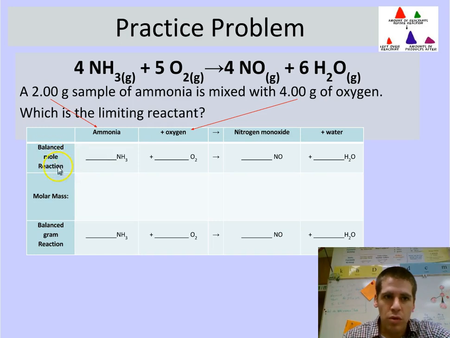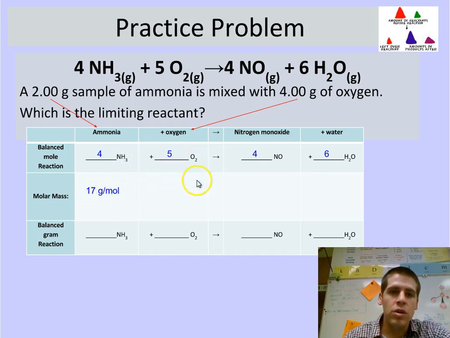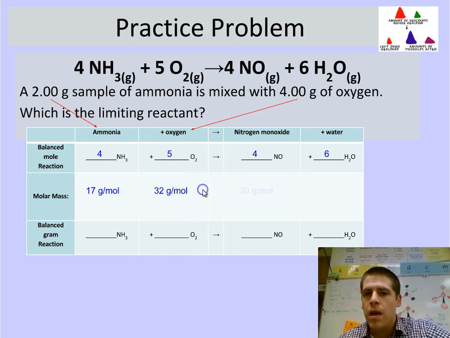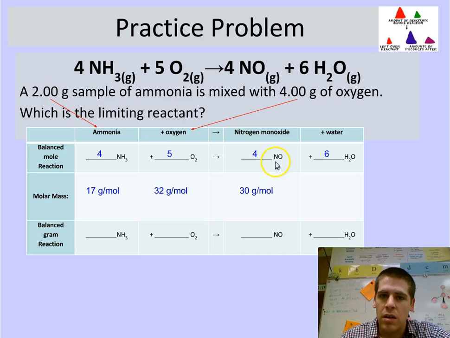Now, in our balanced mole reaction, we've done these tables in gram stoichiometry. This can just be the balance. This is just straight from the balanced equation, right? And then down here, we're going to do our molar mass. So nitrogen is 14, hydrogen is 1, and there's 3 of them, so that's 17. Oxygen, it's O2, and so it's 16 times 2, that's 32 grams per mole. And then nitrogen monoxide, 14 plus 16 would be 30 grams per mole.